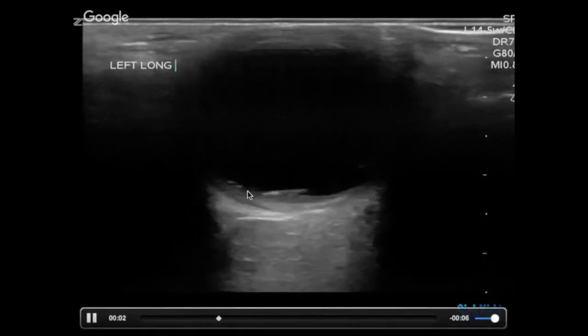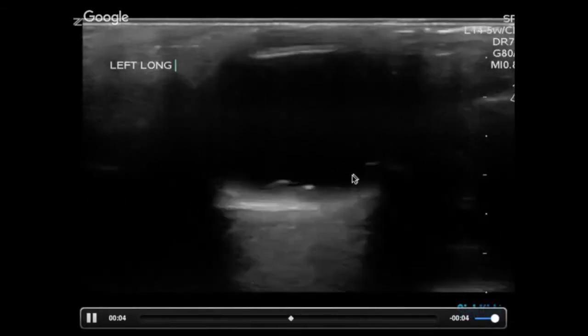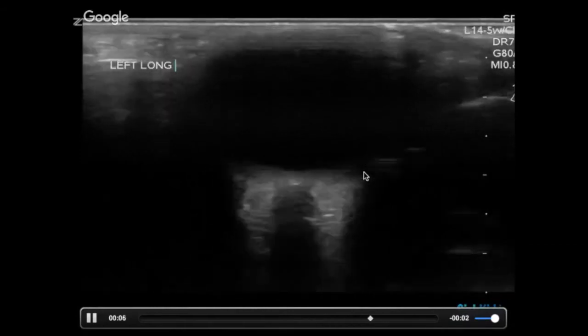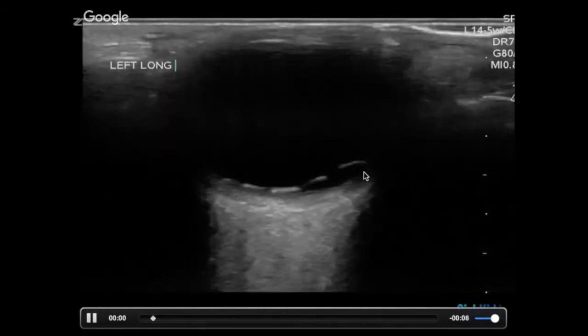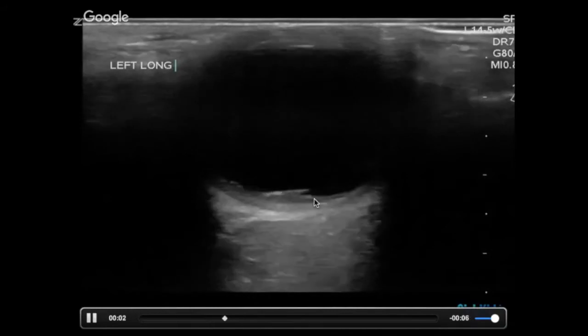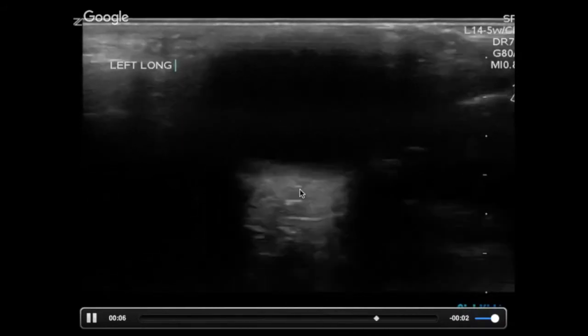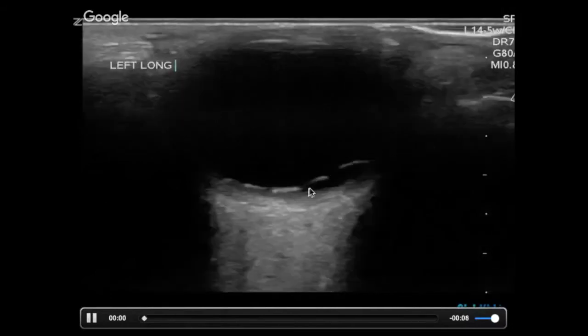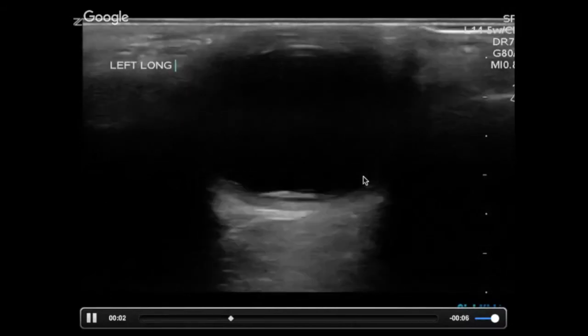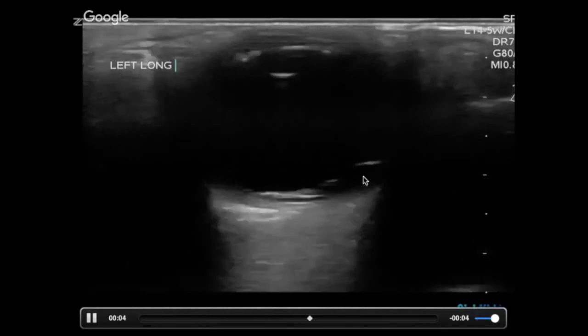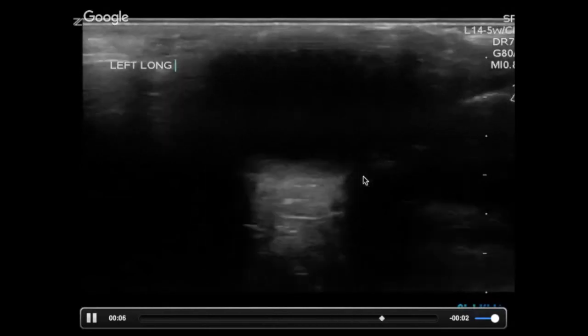So here again, this is the retina lifting off, thick, hyperechoic, floating, but it's still attached to the optic nerve in the back. And when you see the retina or the optic nerve come in, you can see how right there, so that's how you can help differentiate a retinal detachment.